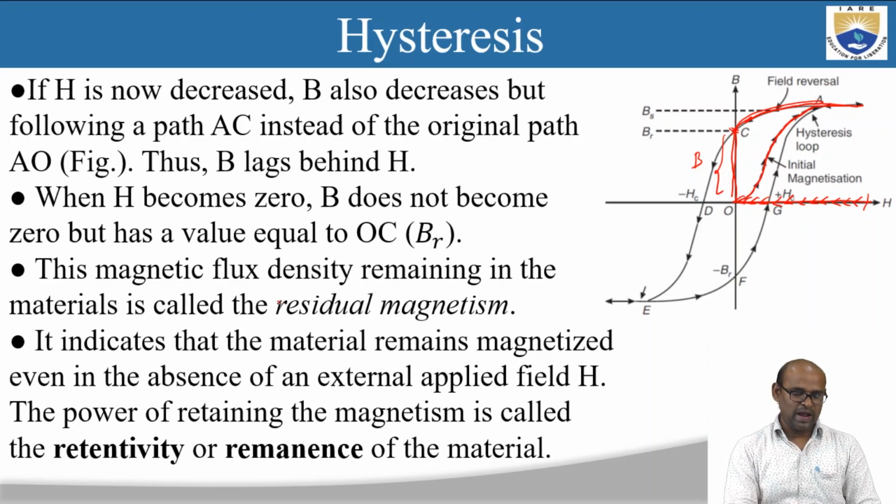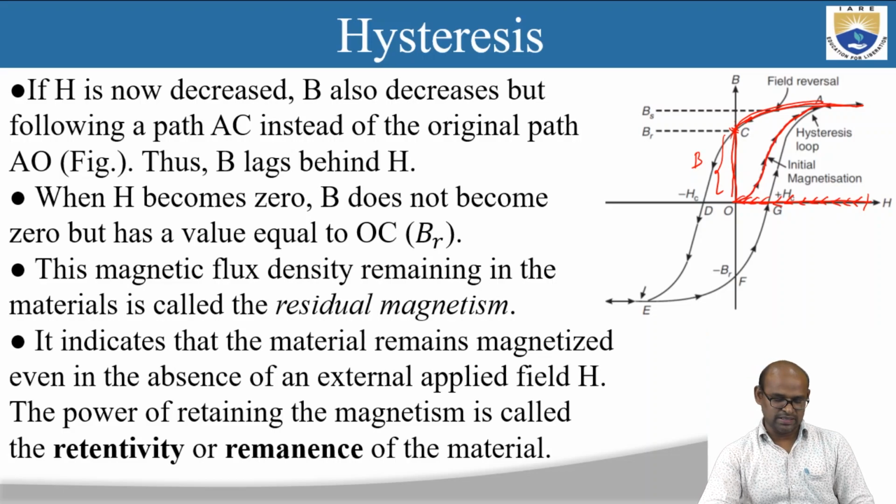So this magnetic flux density remaining in the material is called the residual magnetism. Even though we have decreased the field to 0, the material has not lost its magnetism. It still has some magnetization stored in it. This magnetism that is stored even in the absence of magnetic field is called residual magnetism. It indicates that the material remains magnetized even in the absence of an external applied field.